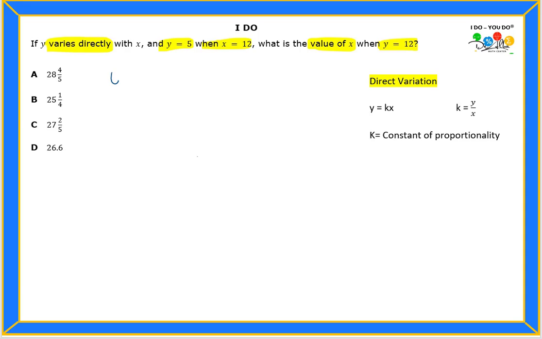So we're going to write down y equals kx, and I want to find k right now. So I need to divide the y over the x, and of course, the y and the x are given to me right here. Let's replace those values. The y is 5, the x is 12. Now, I don't want to change it to a decimal, because 5 over 12 is a non-terminating decimal, so we don't want to round it. We're going to leave it as a fraction.